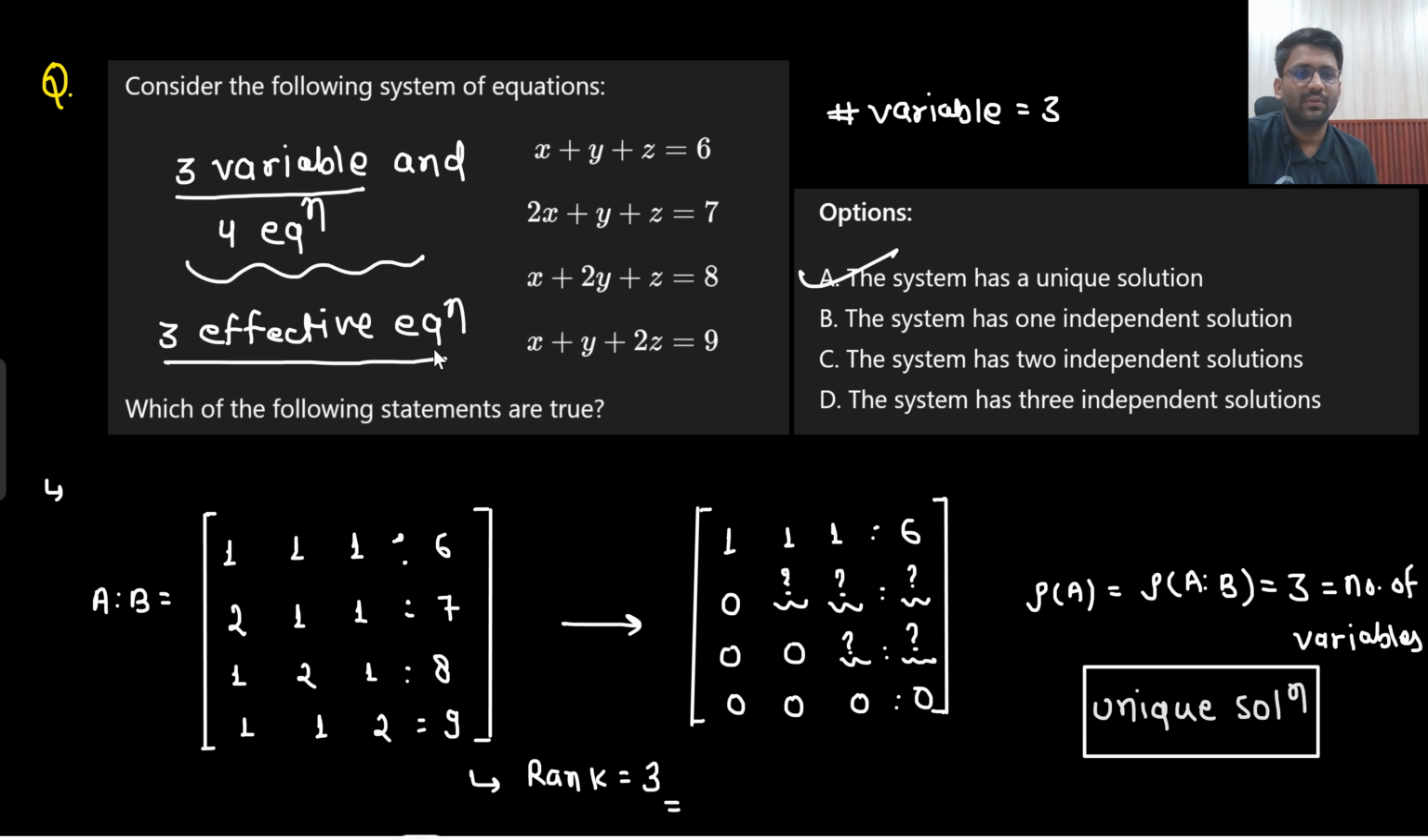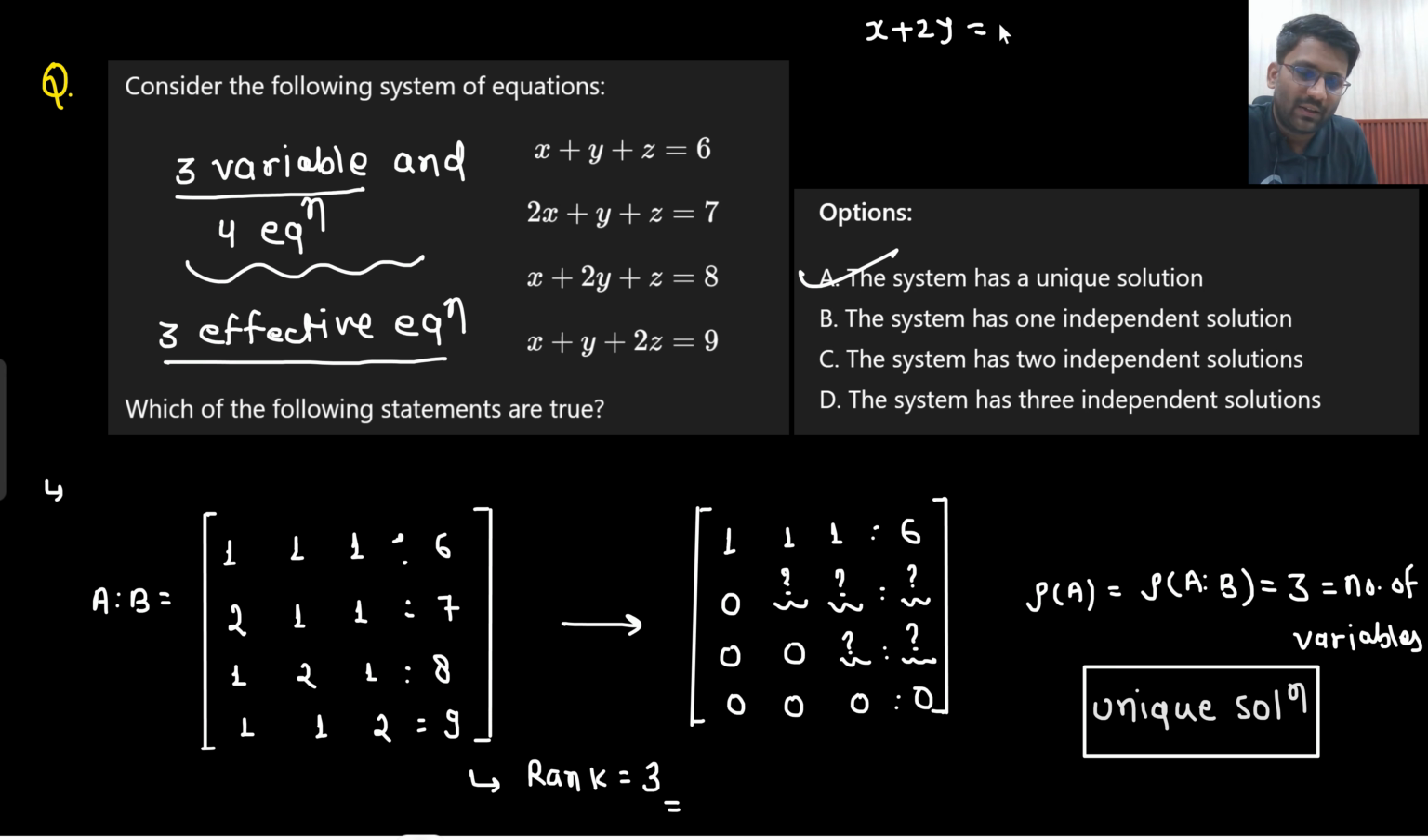Is that understandable to you? 3 variables are there and 3 effective equations are there. Let's just say I write down x plus y equals 2, x plus 2y equals 3. What will be the rank of A augmented B? It will come out to be 2 only. That means there are 2 variables and 2 effective equations. So what will be the solution? Unique solution. And what if I write down these 3 equations?